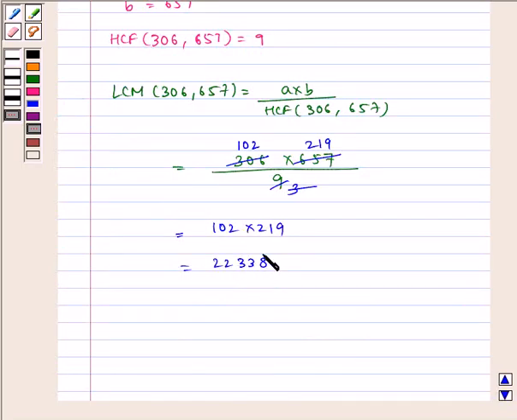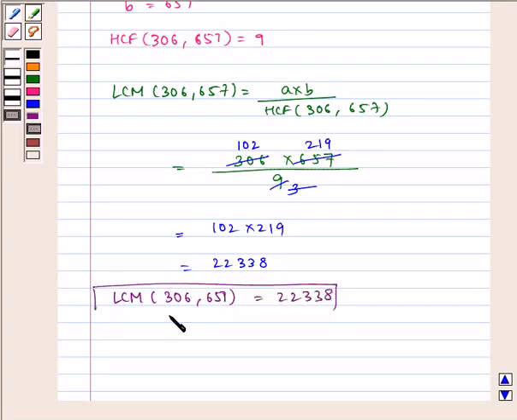22338. Hence required LCM of 306 comma 657 is equal to 22338. I hope you understood this problem.